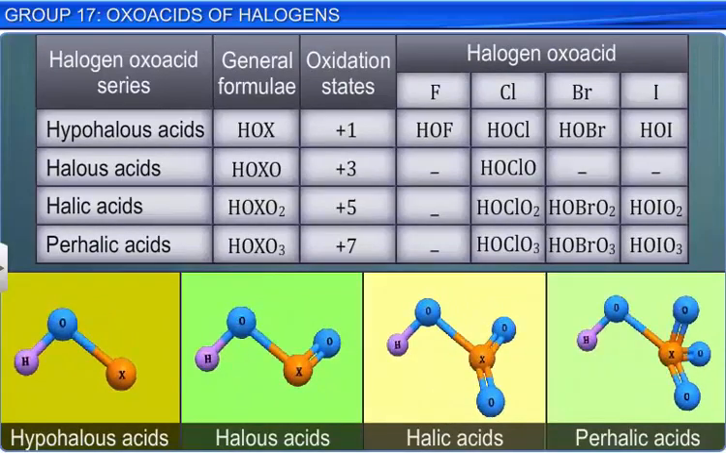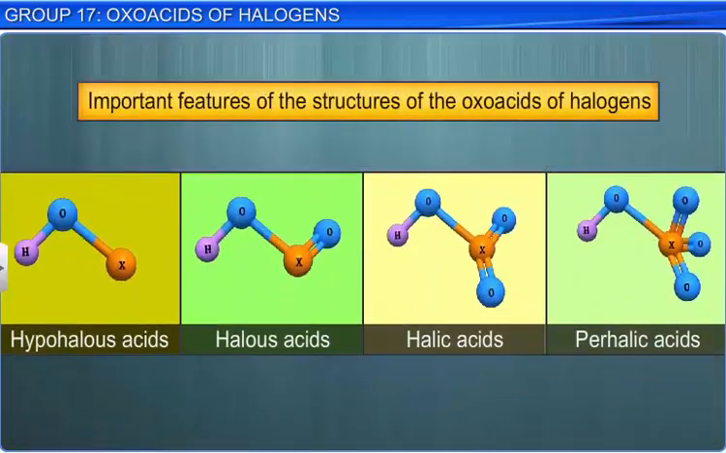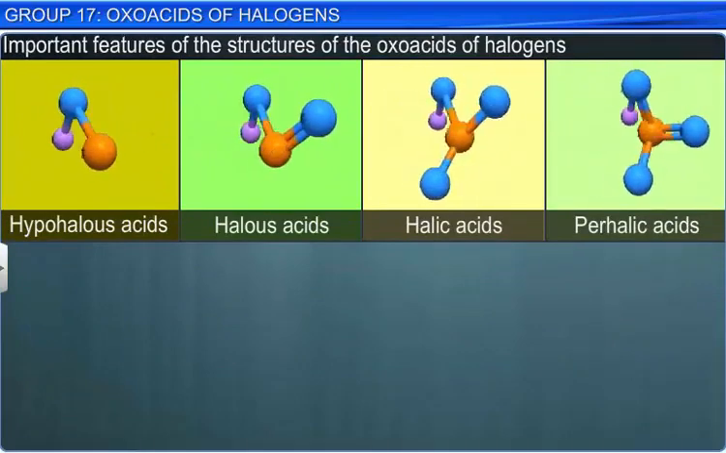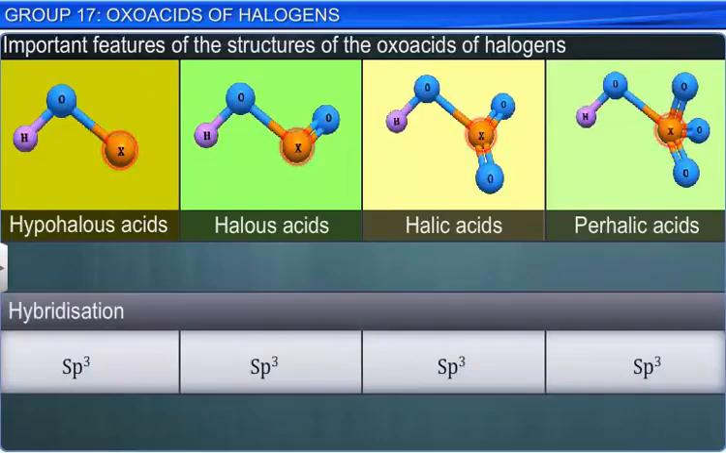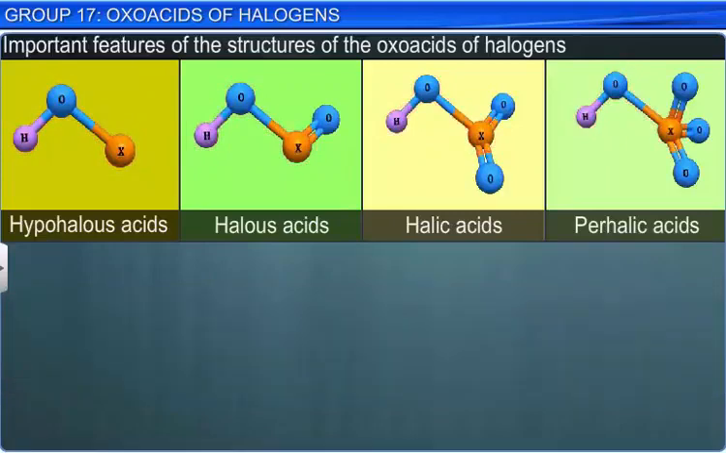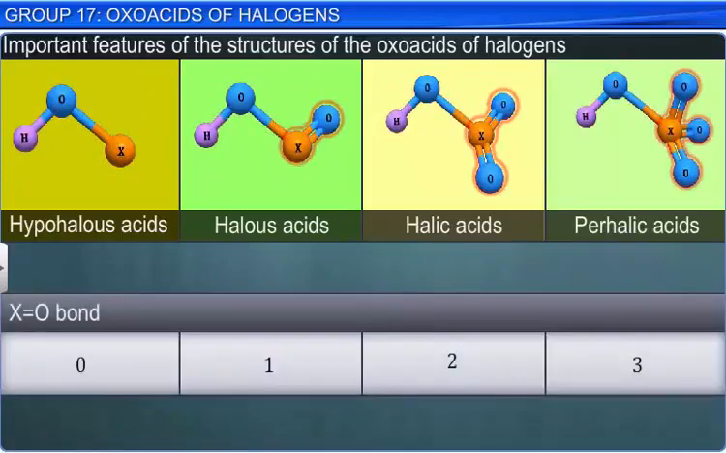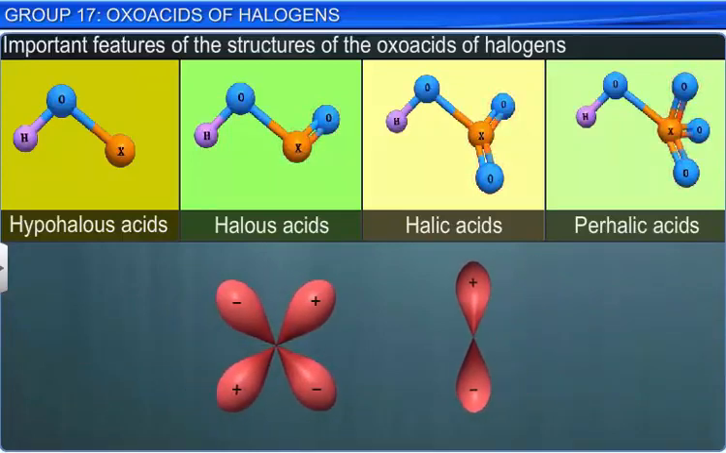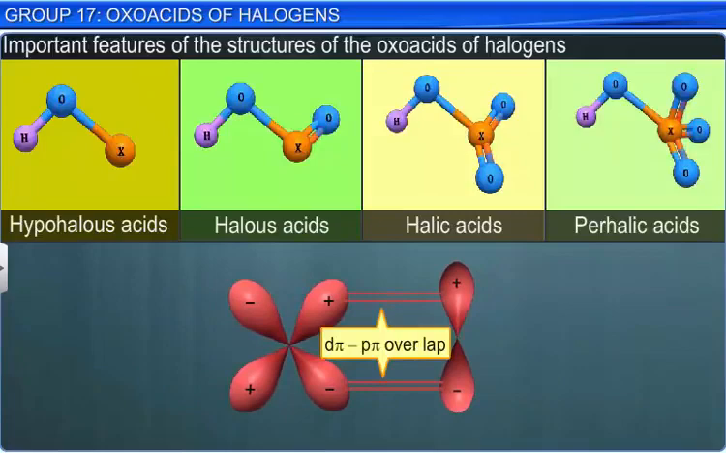Let us now discuss some important features of the structures of the oxo acids of halogens. In all of these oxo acids, the central halogen atom is sp3 hybridized. One X-OH bond is essentially present in every oxo acid. In most of these oxo acids, X=O double bonds are present. The double bond present in an oxo acid between the central halogen atom and oxygen is d-pi, p-pi in nature.